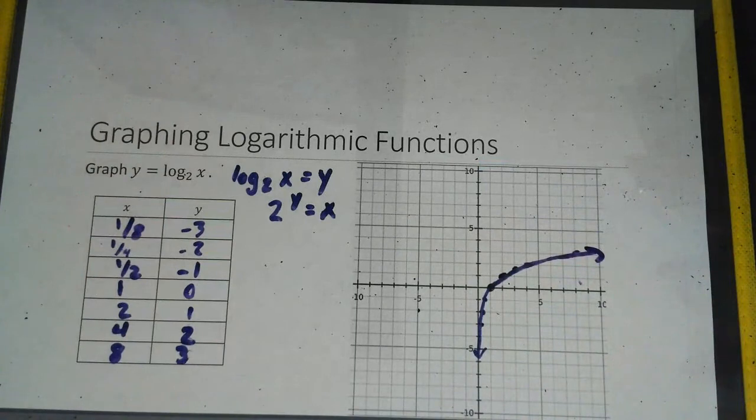That's way better than just picking x values and plugging them in, because I can plug in more things. So if you're graphing a logarithm, try putting it into exponential form, and then pick your y values and solve for x.